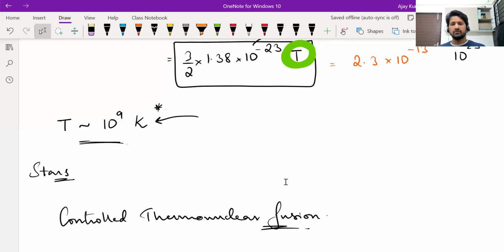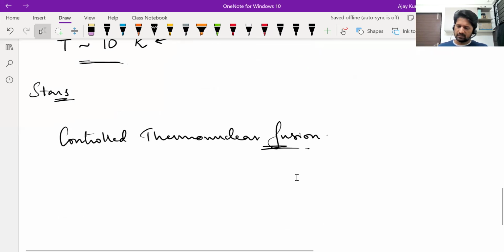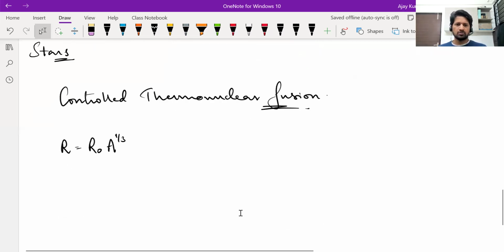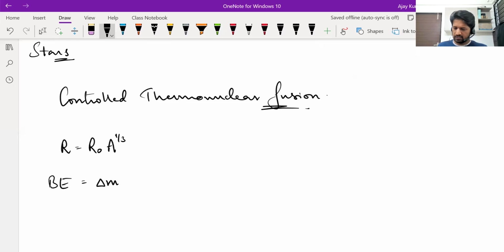Then we talked about the size of a nucleus. Radius r is equal to r naught into A power 1 by 3, where r naught is 1.2 into 10 power minus 15 meters. So it is proportional to mass number to the power 1 by 3. When you find the volume, you'll see that volume is proportional to mass number. Then when you calculate density, you'll see that the density of all nuclei is almost the same, whatever be the mass number of the nucleus. Then we talked about binding energy of a nucleus. It depends on mass defect. Binding energy is mass defect multiplied with c square.